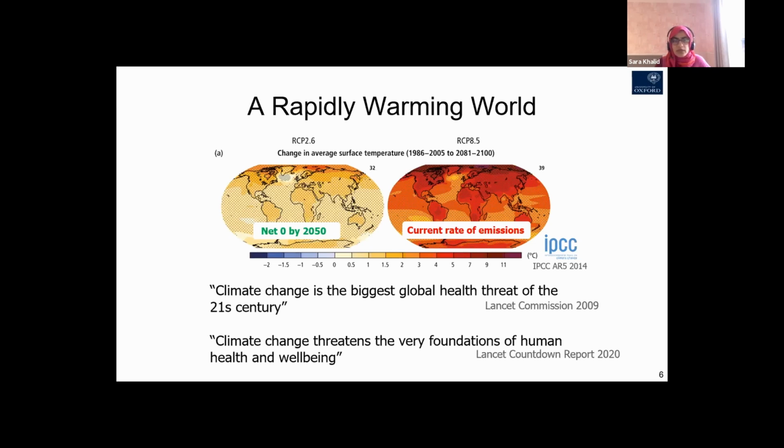So the director of the World Health Organization quoted the Lancet Commission report from a decade ago now, saying that climate change is the greatest global health threat of the century. And 10 years on, we are seeing that the threat is very much still there and it remains.